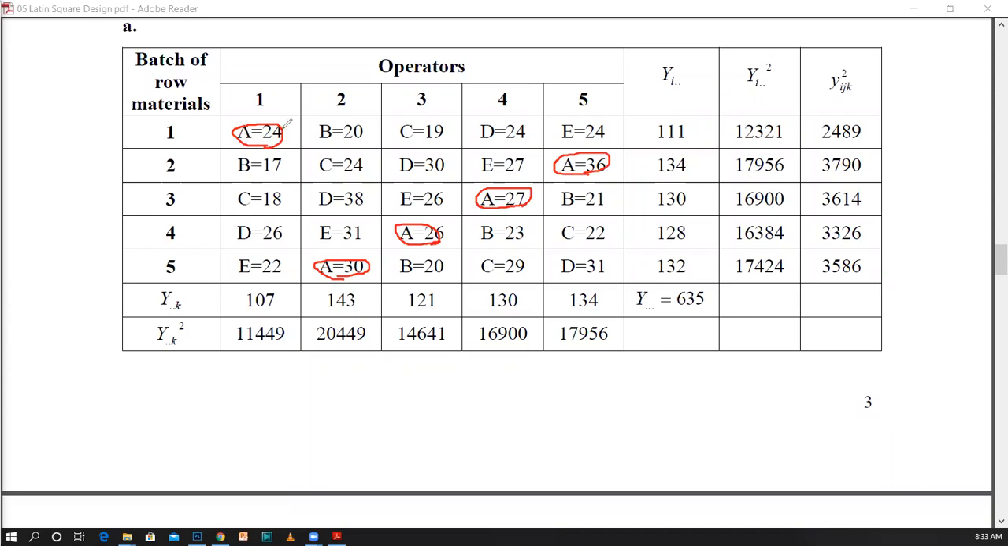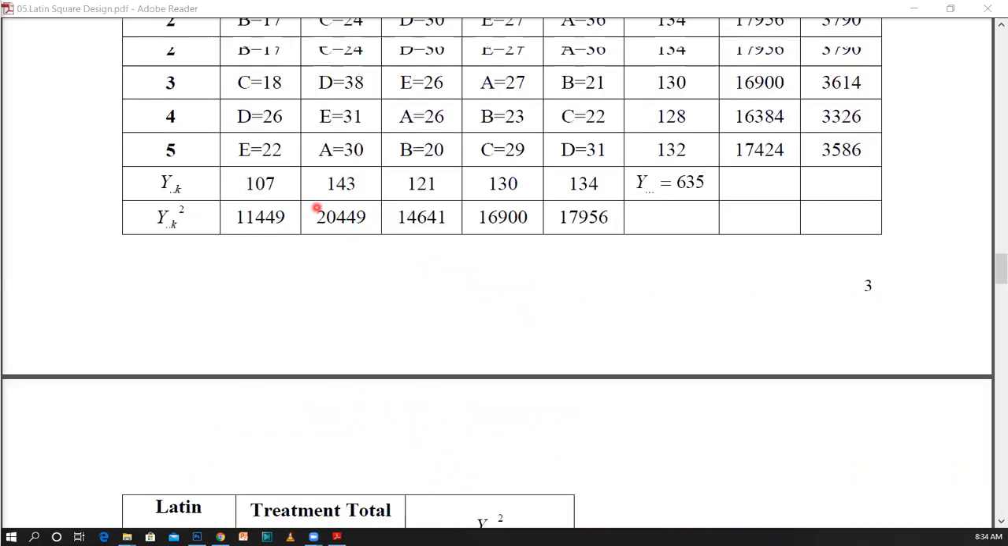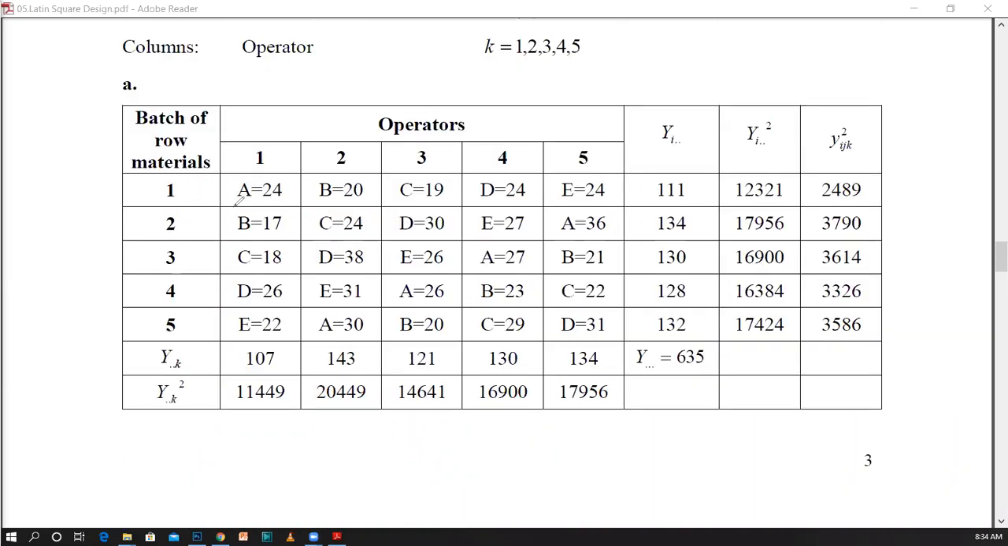Now, what you have to do is add these five values together: 24, 30, 26, 27, and 36. That is how we have obtained this 143. Likewise, if you go for the next value, it is the treatment B. Then you have to identify the B values here. You can see it here, then here, here, and here. Therefore, you have to add these five values to obtain the treatment total for the mixture B.